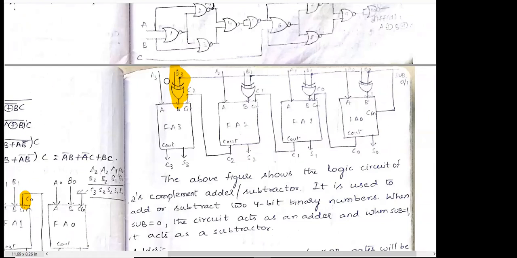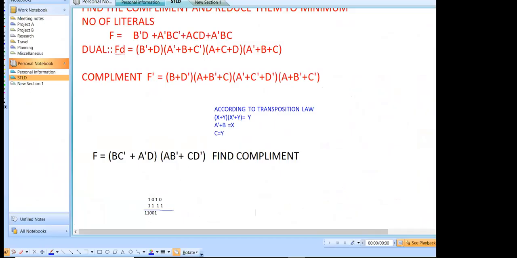For an exclusive OR operation, consider 0 XOR with 0. What happens? 0 XOR with 0 will equal 0. We will get the result as 0. 0 XOR with 0 results in 0.